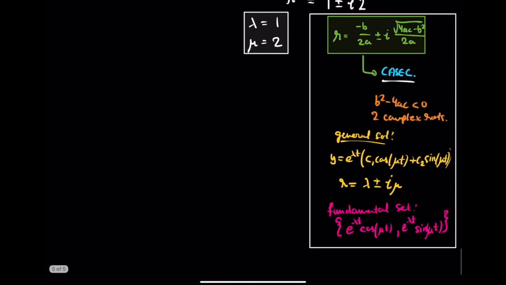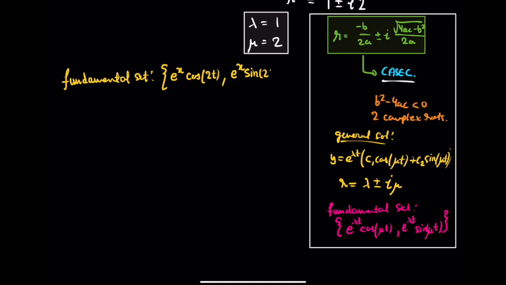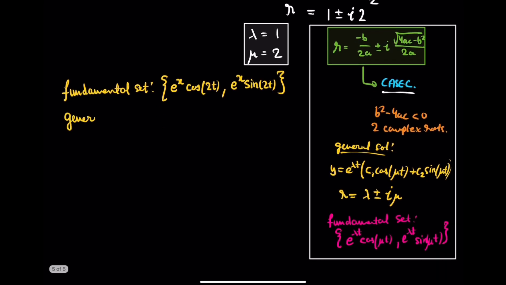So as a result, we can get our fundamental set, which is going to be in terms of x and not t. So this is going to be e to the x cosine 2x, e to the x sine 2x, like so. And that is your fundamental set. And then your general solution in terms of x is going to look like this. This is y of x, and I'm going to change colors. y of x is equal to c1 e to the x cosine 2. I just realized this should be x.